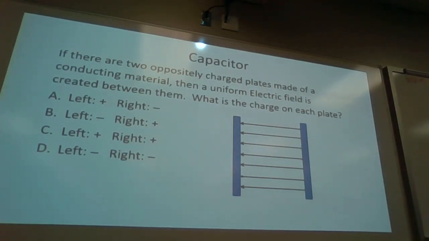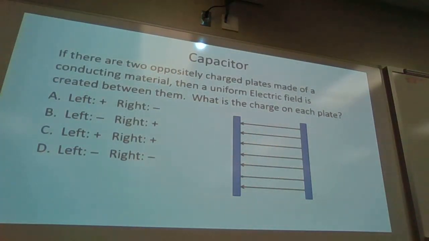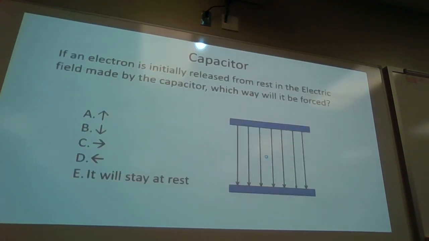They would attract each other, but in a capacitor, they're actually held apart to create an electric field. If you've ever heard of a capacitor, it's an electronic component designed to create an electric field in between them. But yes, they are being attracted, but they're held that way. Okay? So if we were to stick an electron in a capacitor, which way would it be forced?